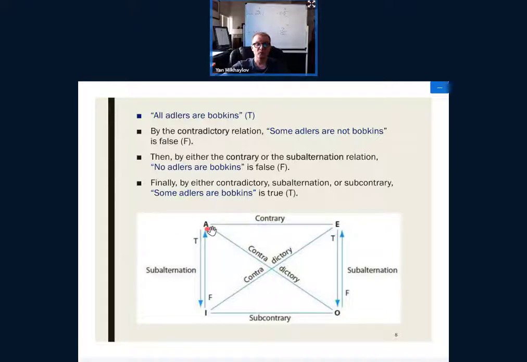"All Adlers are Bobkins" being true would immediately, by contradiction, tell us that "some Adlers are not Bobkins" is false. That's something which we did even last time. Note that now when we have false on the bottom, we can immediately say that falsity will go up and we will have falsity here. "No Adlers are Bobkins" will be false. And if "no Adlers are Bobkins" is false, then "some Adlers are Bobkins" will be true. So note that by knowing this one, we know all four of them.